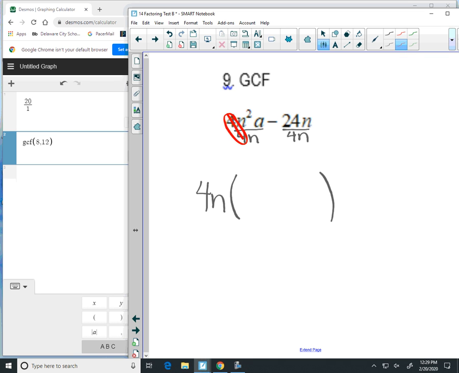4 divided by 4 is gone. N squared divided by n. How many n's are going to be left here? Yeah, n to the first. Remember, the math that we're doing is subtracting the exponents. I also am going to have that a left. So I have just n and a. You can write a 1 in front of there if you would like. I'm going to put a subtract in between. 24 divided by 4 is 6. N divided by n cancels. Yep, it's minus 6. Absolutely.